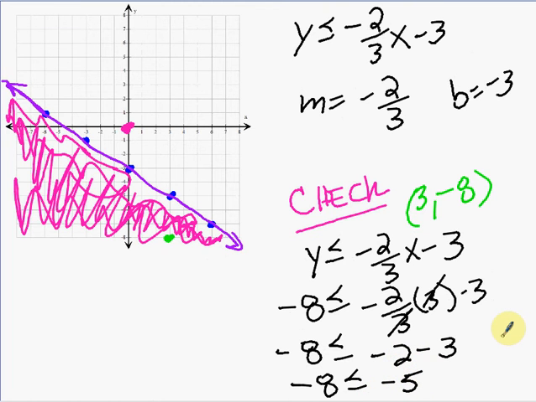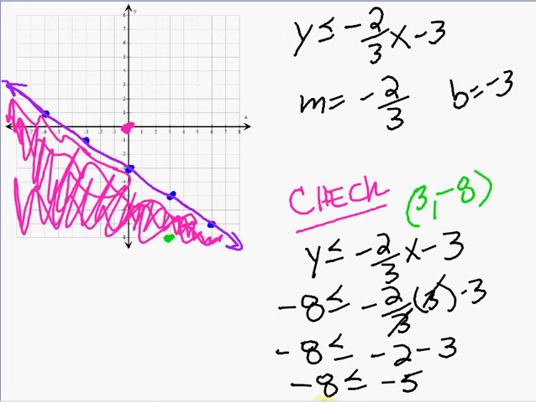Now if I think about that, -8 is less than -5. That's a true statement. It has to be less than or equal to. It's not going to be both. It's impossible to be both. Since it's less than, that's a true statement, and so that tells me that I should shade on the side where that green point came from, and so I shaded in the right spot. So you can always check that way as well if you want a foolproof method of seeing whether you shaded in the right spot or not.